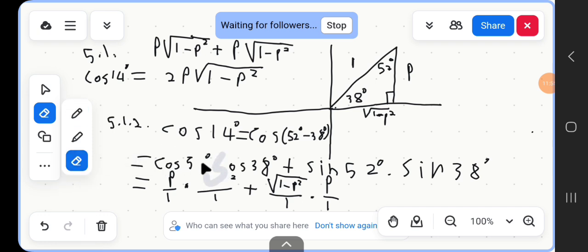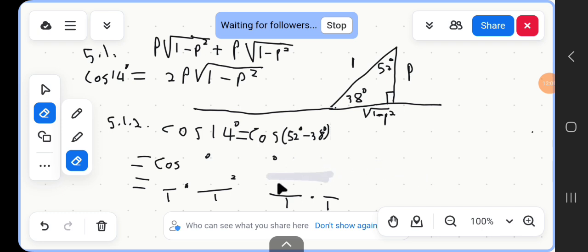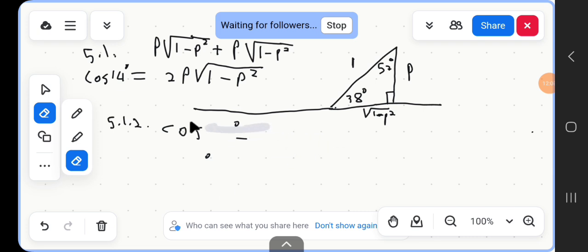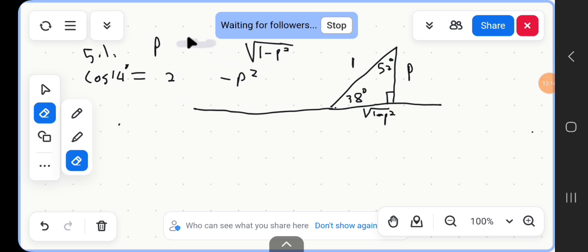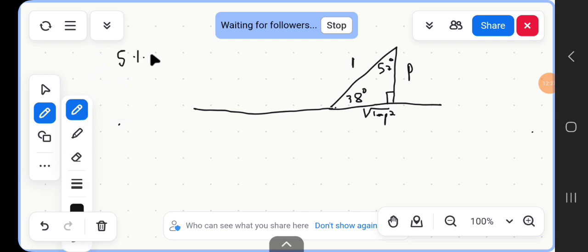Now let's move on to 5.1.3. This one is a bit tricky, but with the right conceptual understanding, you'll find a way, and I'm here for you. I'll show you how you do it and how you answer specific questions. So let's check it out. What do we have here in 5.1.3? They said we have sine 26 degrees multiplied by cos 26 degrees. So we want to solve for this.